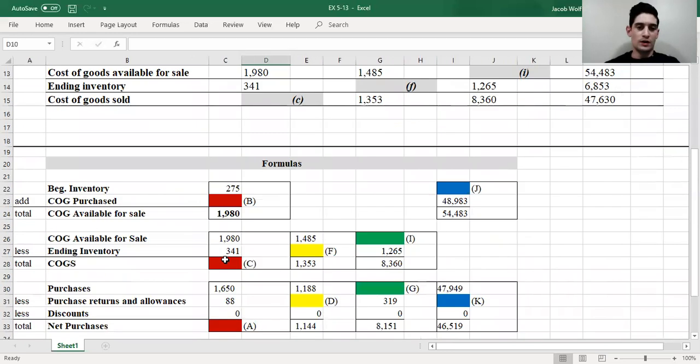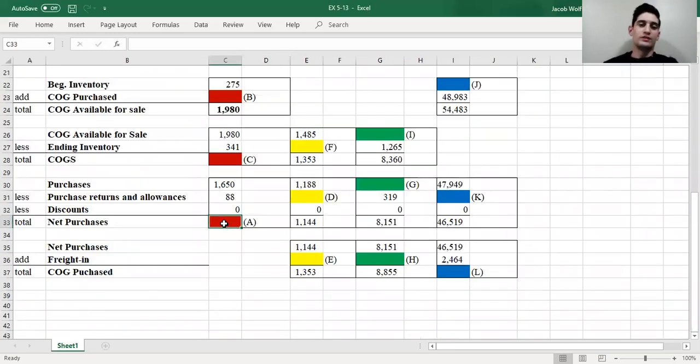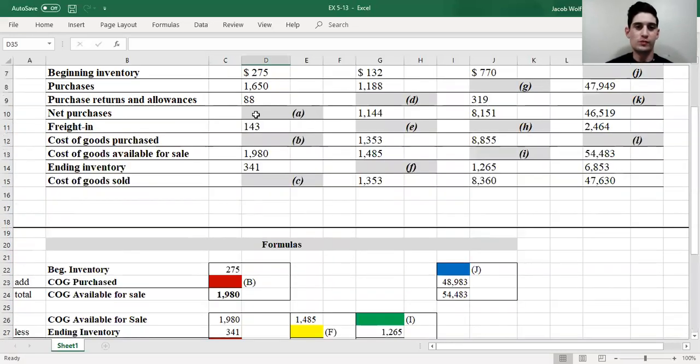So I took that back down here. As you see, it's purchases minus purchase returns and allowances. If you just do that, 1,650 minus 88 comes out to 1,562. And so there's our A value, 1,562.